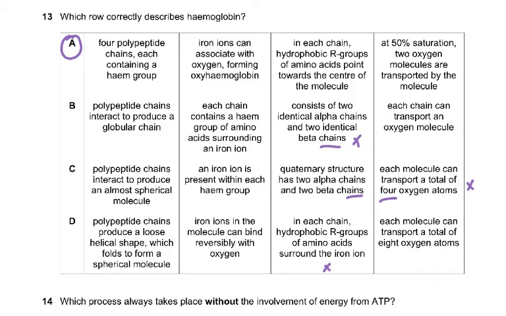Now, where the other ones are wrong, I've marked them wrong. Alpha chains, betas, alpha globin and beta globin. Then again chains, and then of course each molecule transports a total of 8 oxygen atoms, not 4 oxygen atoms. That's wrong. And then in each chain, hydrophobic R groups surround the iron ion. No, they're in the center of it because it's a globular protein. So it's not just the iron that we are talking about.